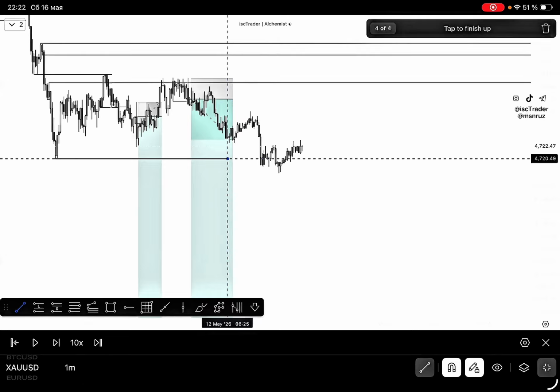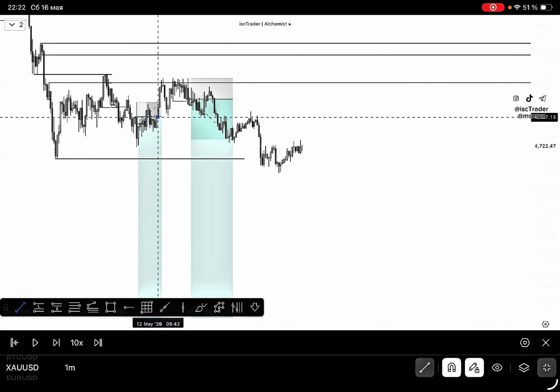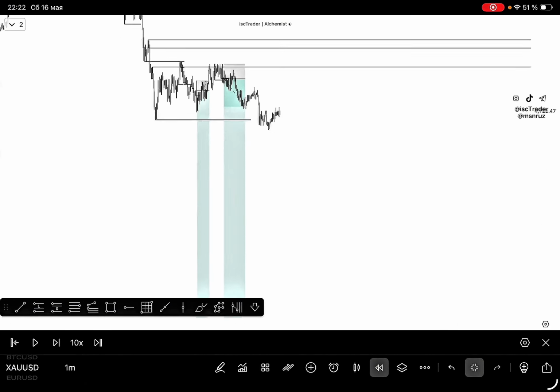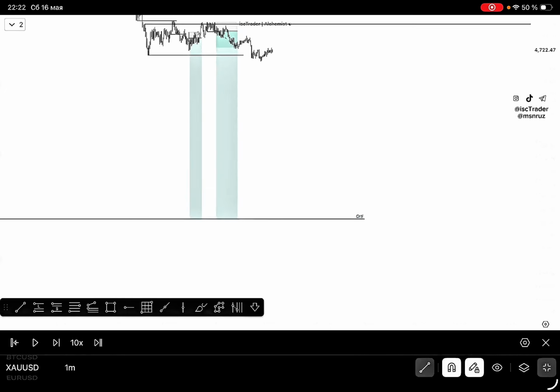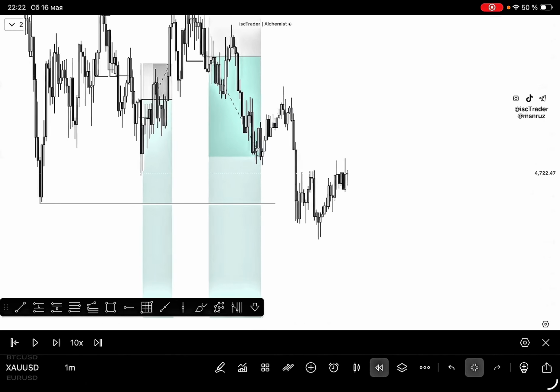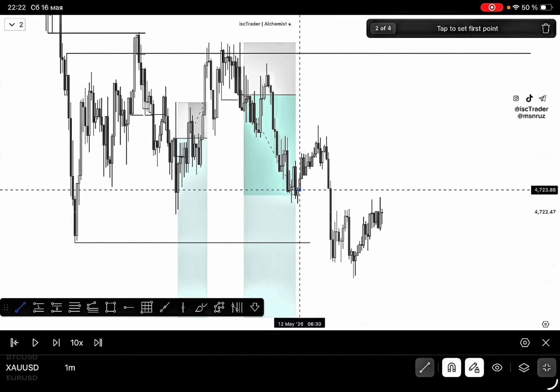Another breakout is happening here. And of course, it swept the inducement. Breakout. Our take profit is CRT low. And key levels, there's an order block here.